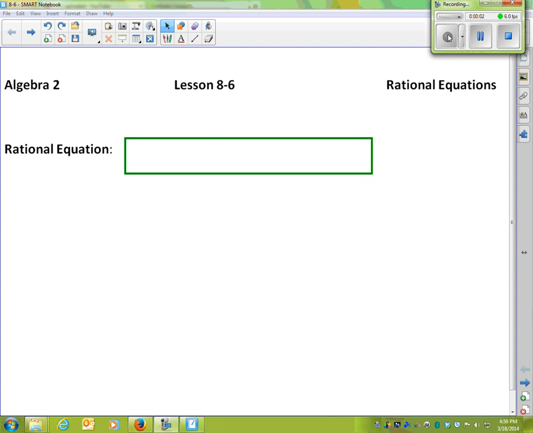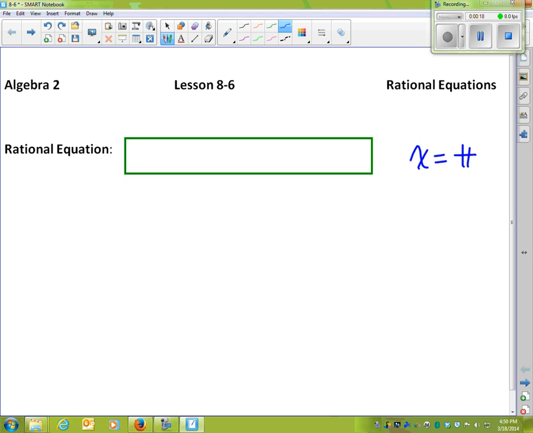Welcome to Lesson 8.6, Rational Equations. In this lesson, we get to solve for x with equations that involve fractions. All of our answers now are going to be in the form of x equals something.